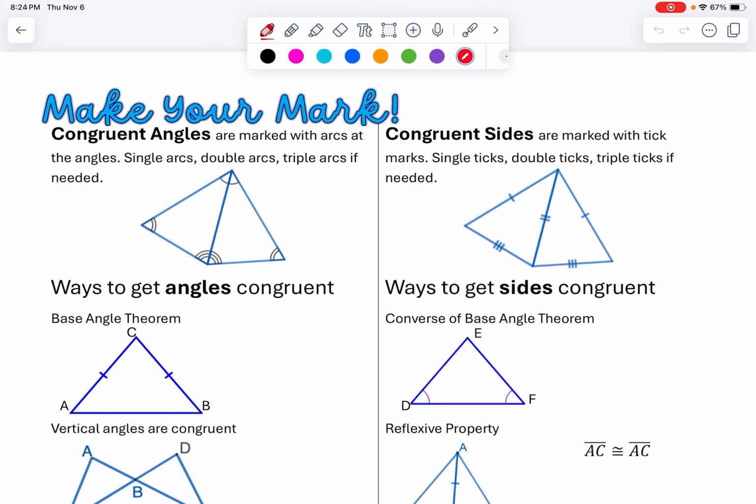When looking for ways to prove that triangles are congruent to one another, you only have the ability to make marks showing that sides are congruent or angles are congruent based on actual theorems and definitions rather than just whether things look like they might be congruent. When we're marking congruent angles, we mark those with arcs. So single arc with a single arc, double arc if the singles have been used, and triple arcs if necessary.